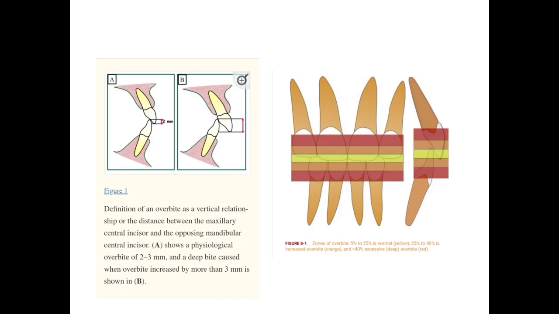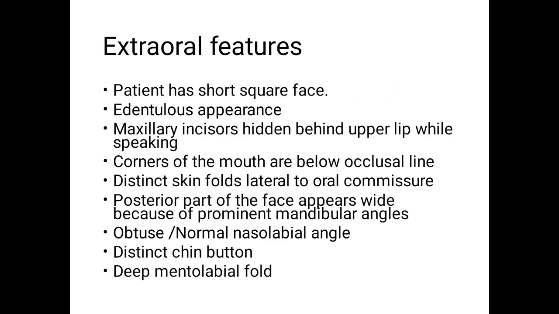Now these are illustrations of the deep bite. These colors that you see, yellow is the ideal, then orange is acceptable, let's say. But red is where we have issues, like it's really deep. On the left, you see the illustration in terms of millimeters, and then on the right, you see it in percentages.